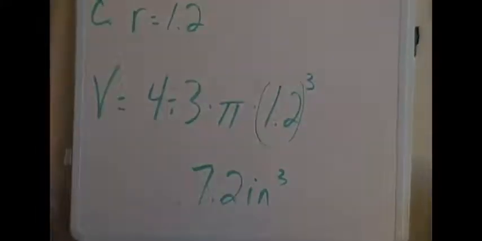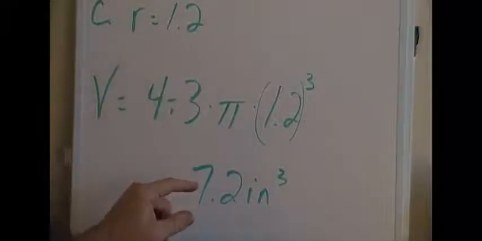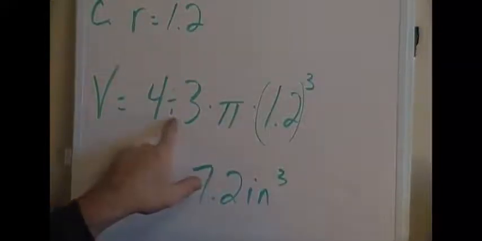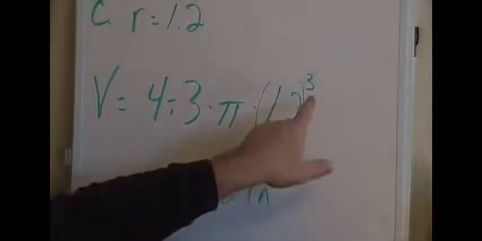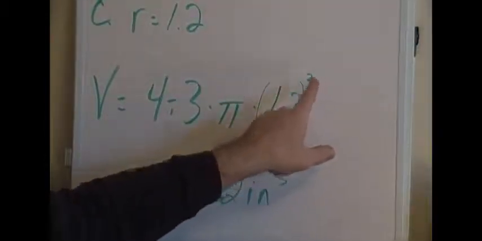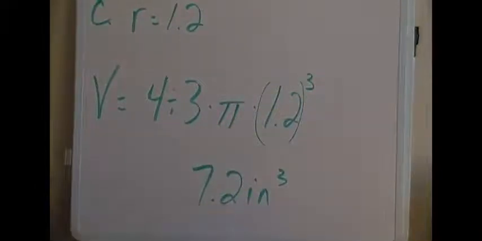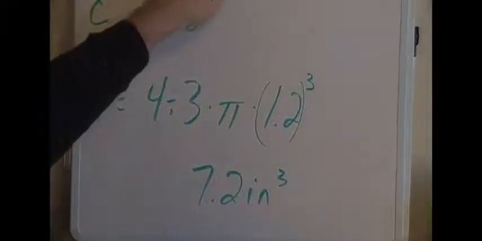Letter C. We have a radius of 1.2. Our formula says 4 divided by 3 times pi times 1.2. Remember, you can use the caret key to raise that to the third power. And we get an answer of 7.2 cubic inches.